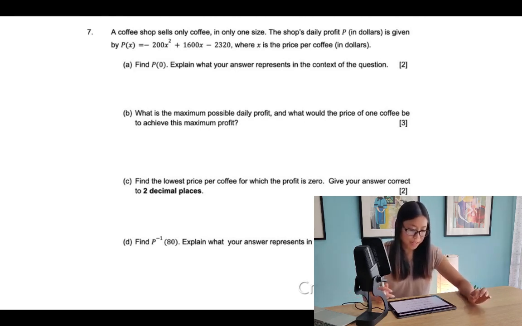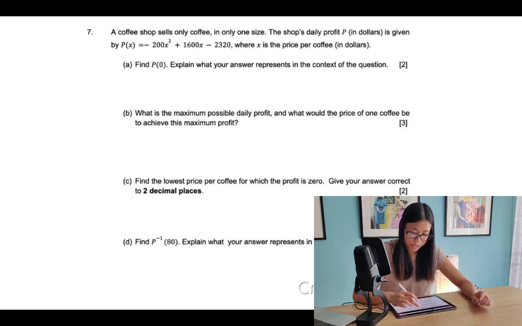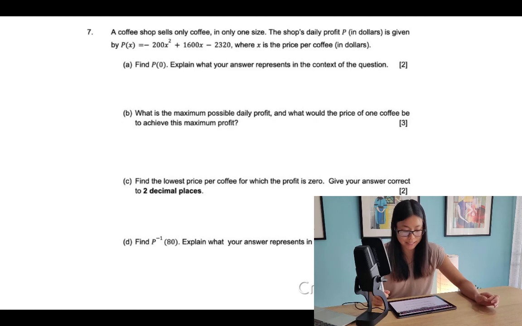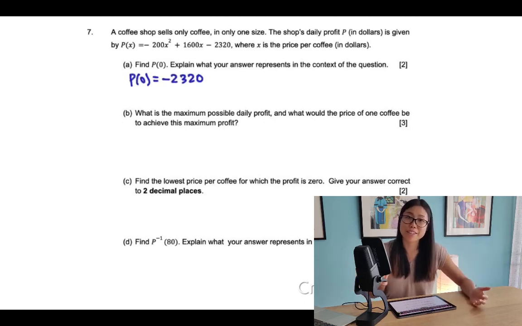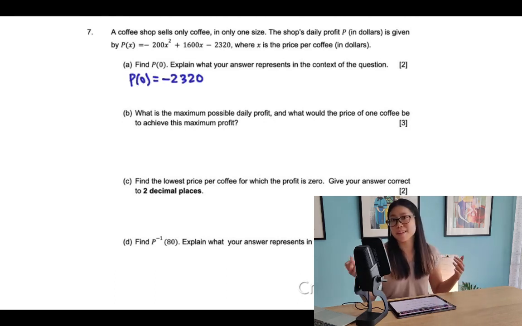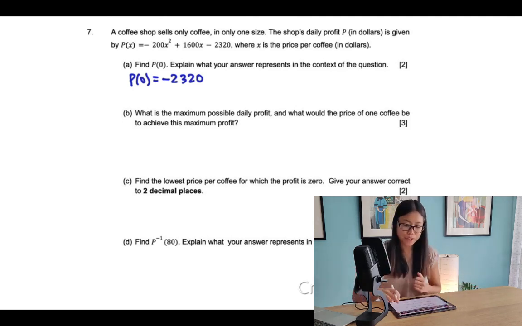First question, find P of 0 and explain what your answer represents in the context of the question. So when I make x equal to 0, I get a profit of minus 2,320. Now this likely means that the coffee shop has to invest an initial cost of $2,320 in order to set up their shop. This might include things like buying the equipment, getting the coffee, hiring people. So we can write here that this value represents the starting cost for the coffee shop.